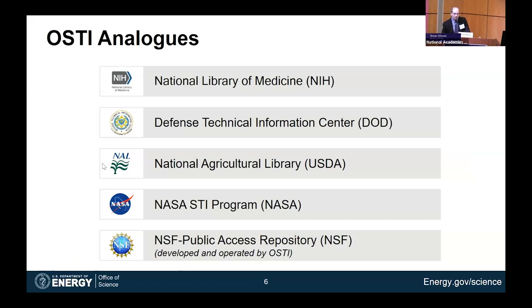If you think about OSTI analogs in other agencies, what other parts of those agencies do the same kind of missions? The National Library of Medicine is the biggest and best known. We all look there for health conditions and diseases that affect us or our families, a great resource. In DOD, the Defense Technical Information Center performs this kind of mission. There are national libraries in the departments of agriculture and transportation. NASA has an STI program.